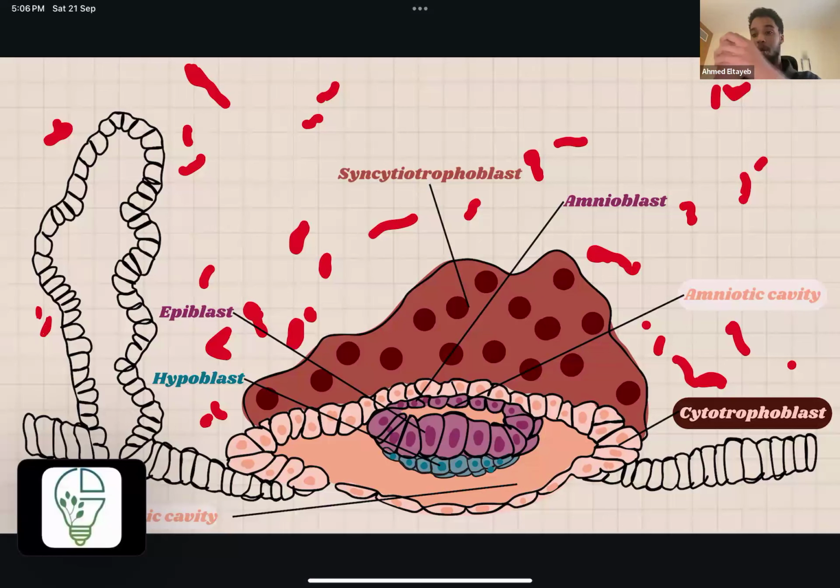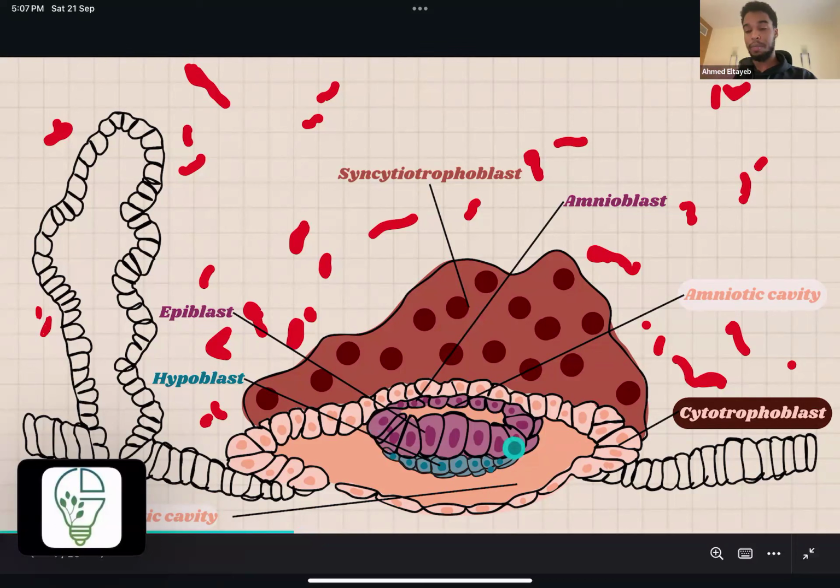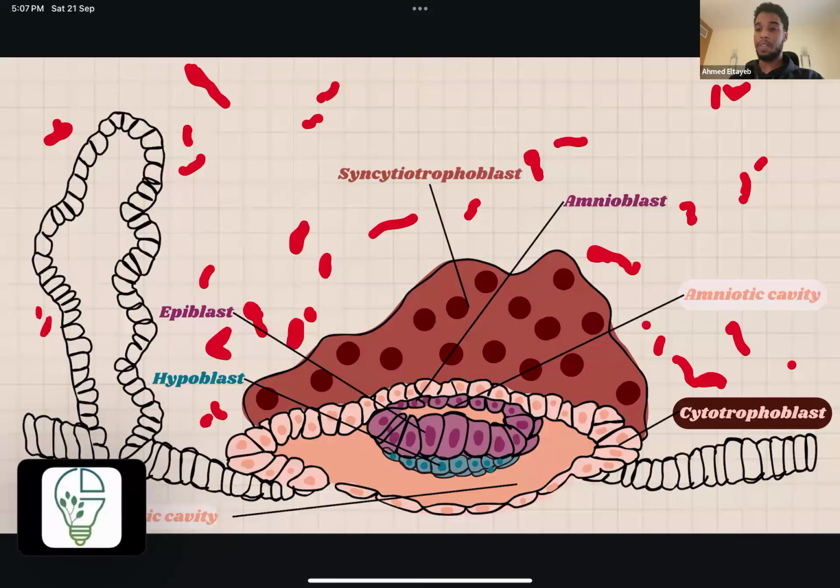And then a cavity pops in the middle of these two layers. This is called the amniotic cavity. These cells, which are lining the amniotic cavity and are next to the cytotrophoblast, we call them amnioblasts, okay? And the cells that are lining the amniotic cavity, but are not adjacent to the cytotrophoblast, we call them epiblast, okay? A good distinguishing feature for the epiblast and the hypoblast is the shape of their cells. So the epiblast looks like columnar epithelium, and hypoblast looks like cuboidal epithelium.